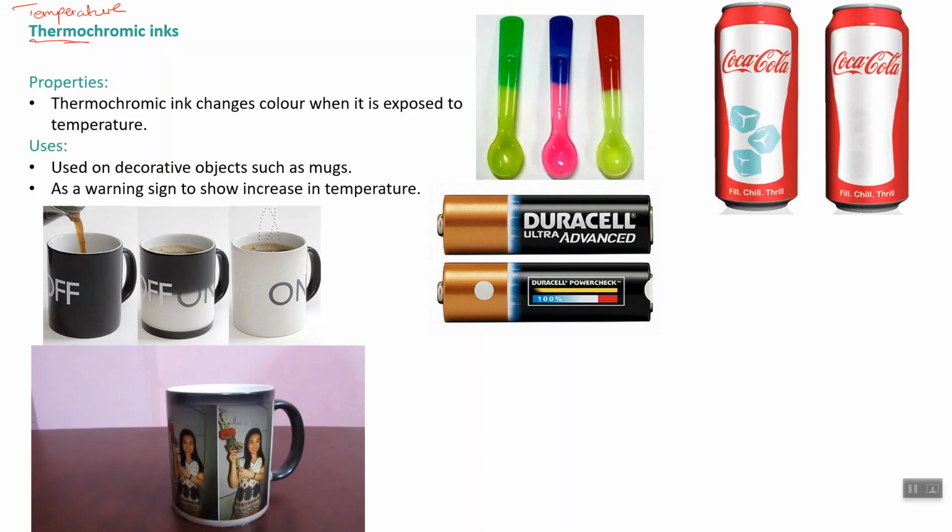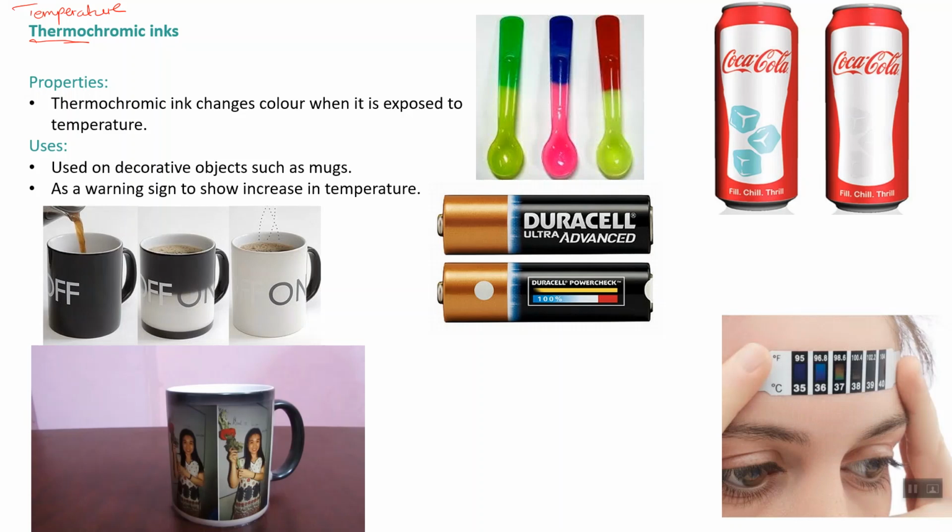Some cans, for example, if it is fully chilled, if it is cold, there's a cold drink in it, there is a drawing which will appear on the can. If it is at room temperature, the drawing is not visible. Okay, it can also be used as a thermometer. There are thermochromic stickers which can be used as thermometers where mercury and alcohol cannot be used.